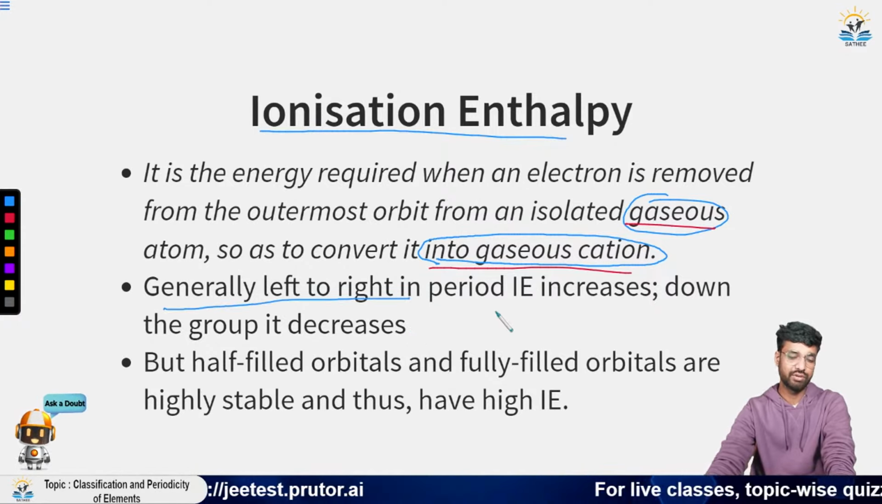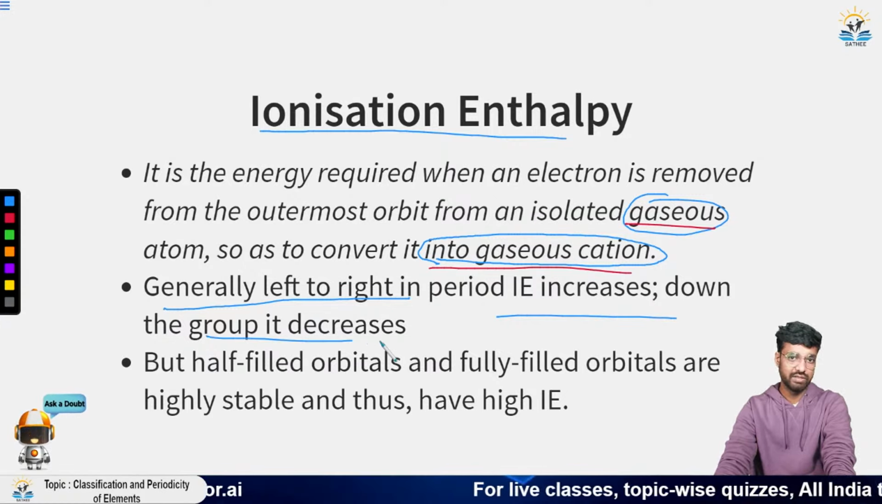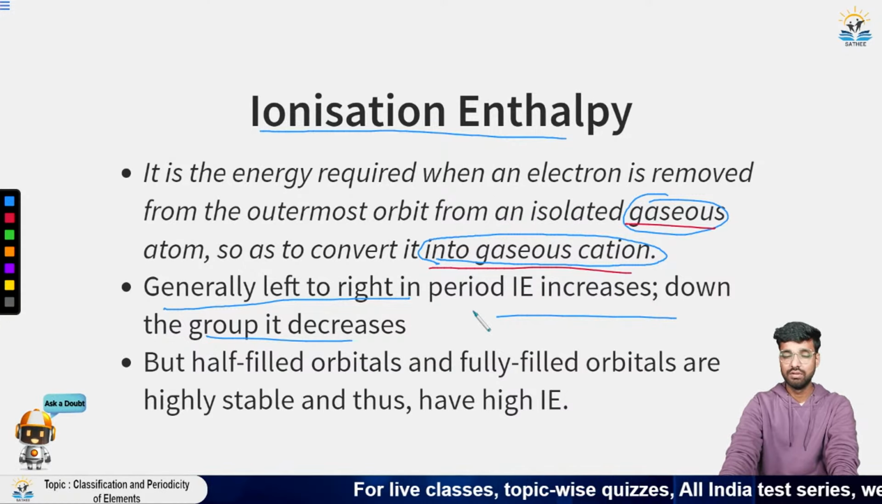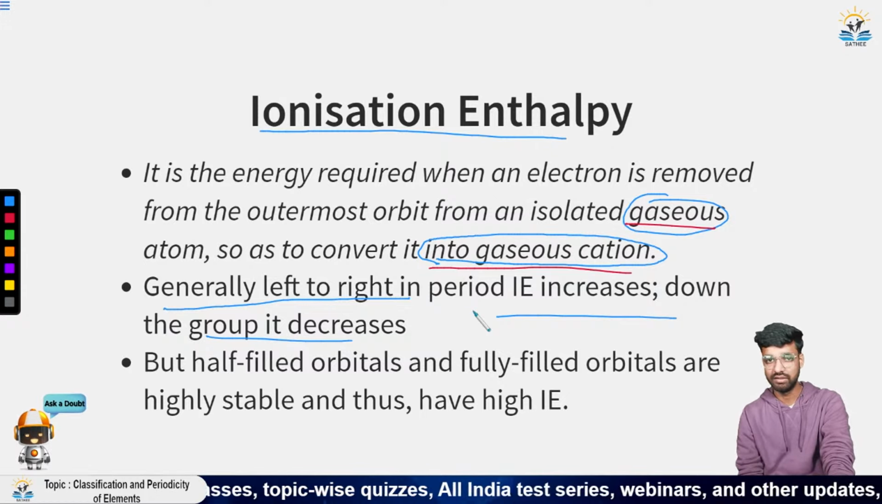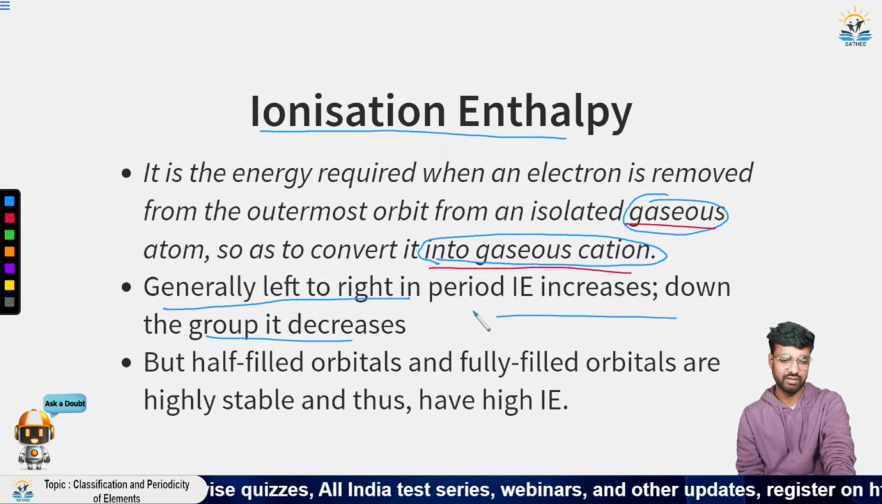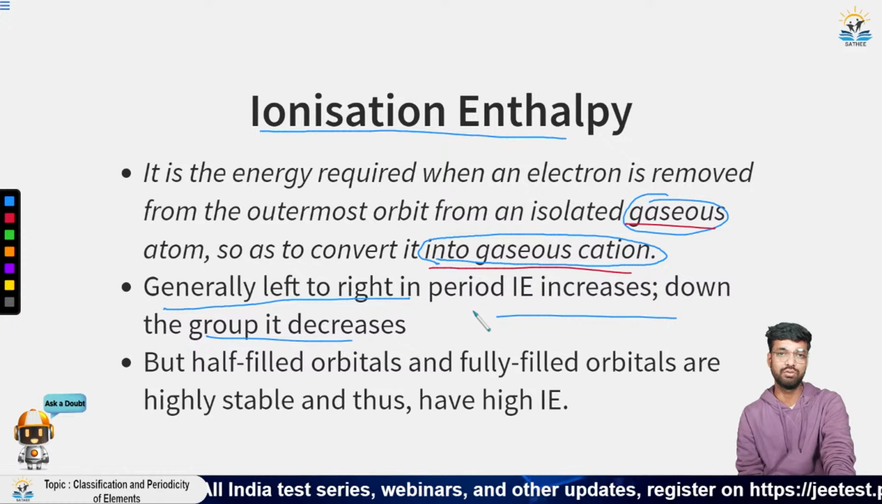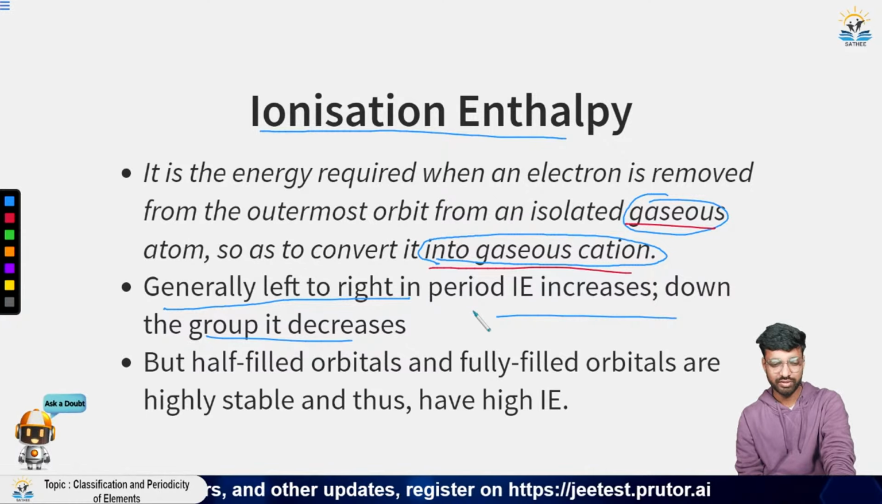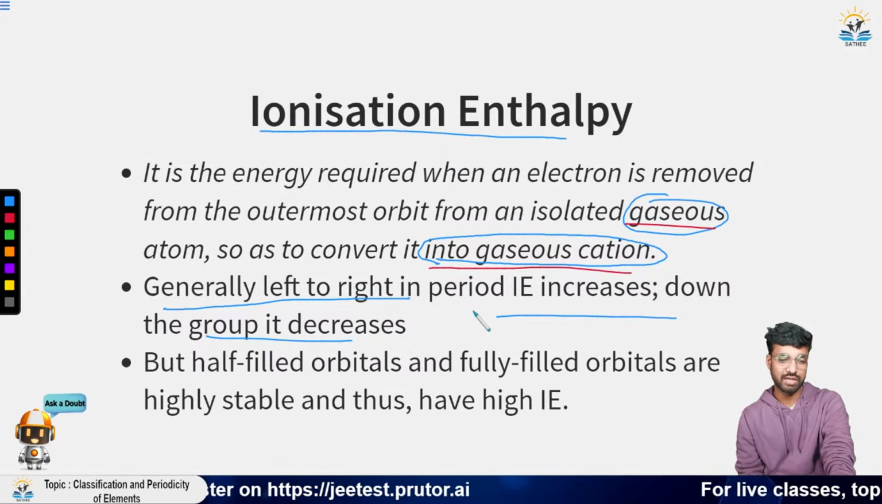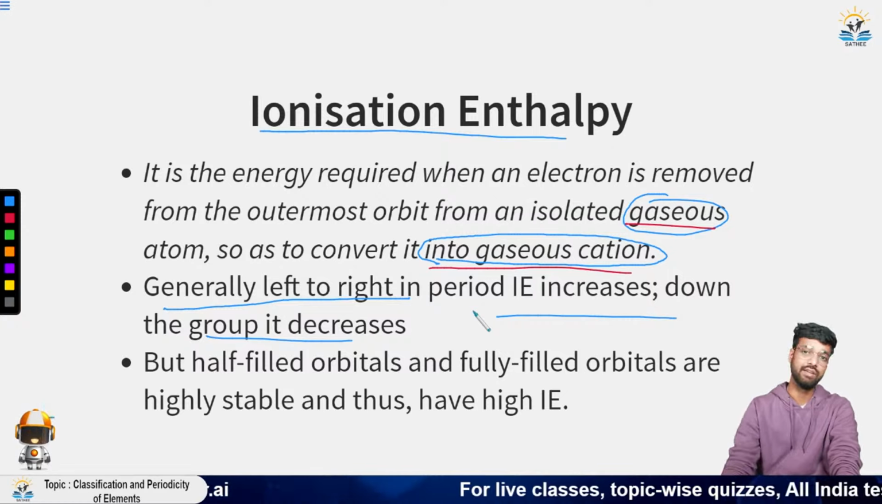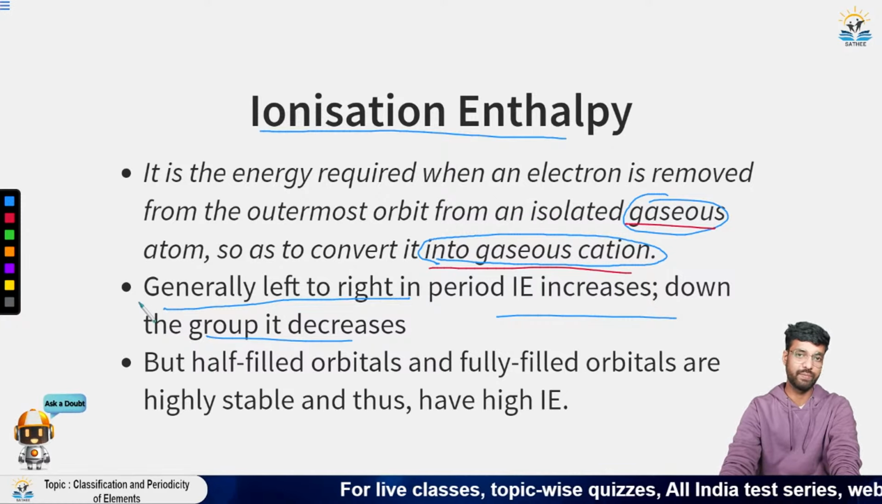Now, generally from left to right, the ionization enthalpy increases. And why is it so? As we move from left to right, we know that the atomic radii is decreasing. Since the atomic radii is decreasing, the electrons are moving closer to the protons, or you can say the positive charge. Now if we have to remove an electron, we have to apply a greater amount of energy that must counterbalance the force applied by the protons on this electron. So this should be kept in mind.